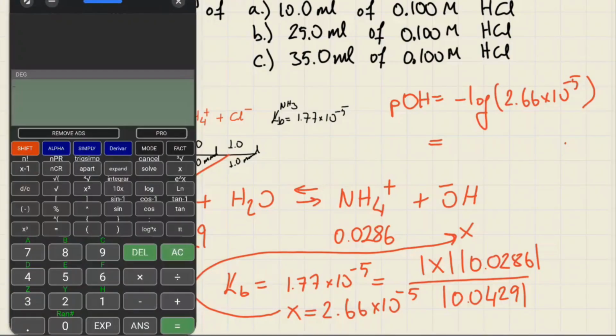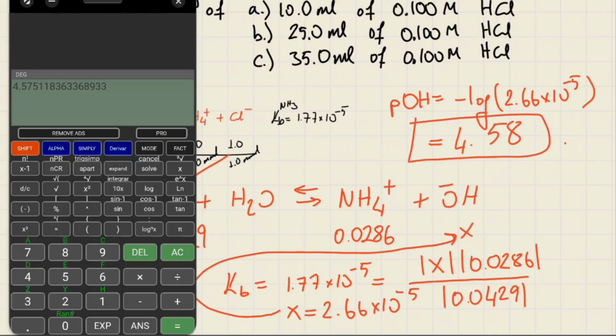And it will be equal to minus log 2.66 times 10 to the minus 5. It is equal to 4.58. So this is pOH. The pH will be 9.42. This is the pH, right?